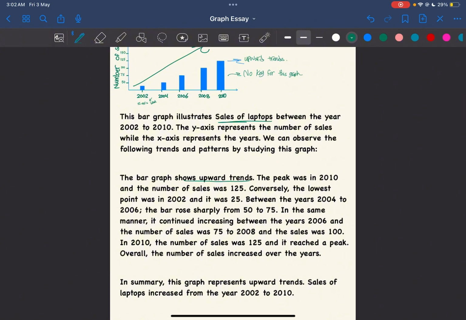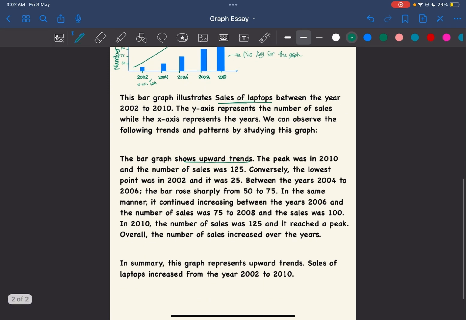Overall, the number of sales increased over the years. In summary, this graph represents an upward trend. Sales of laptops increased from the year 22 to 29.